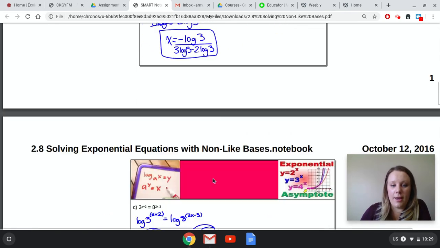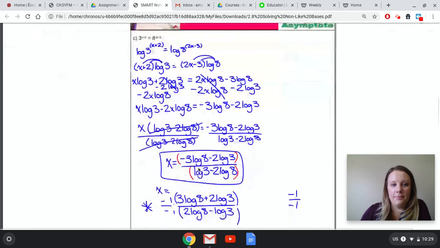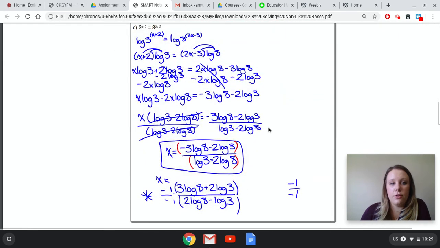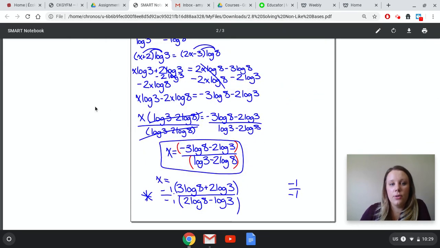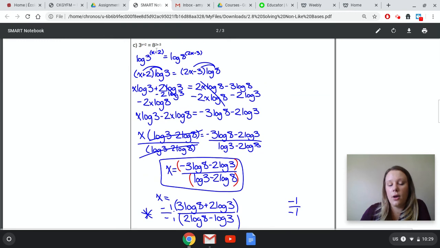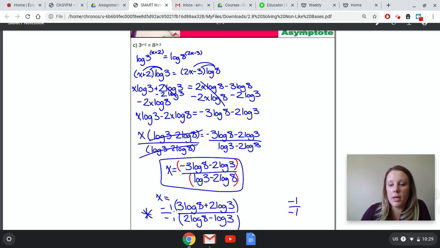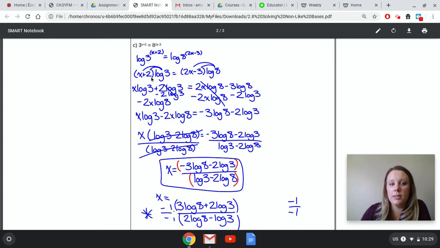Let's try again. Checking first for like bases. 3 and 8 cannot be written with like bases, so we're going to start by logging both sides of the equation. After I've done that, the x's are in the exponent. They need to come down in front of the log. So I'm going to use my log law to bring the exponents down in front.